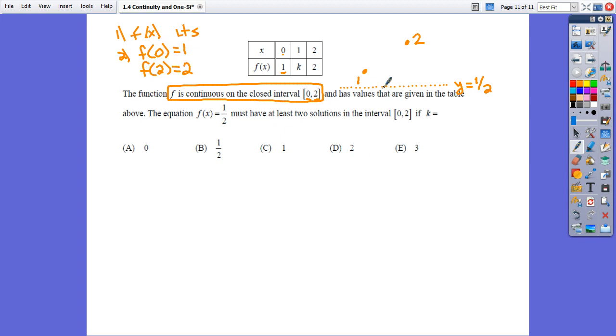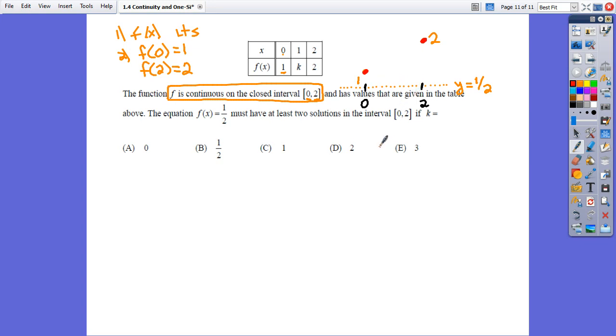Now what that means is we have to touch this road at least twice in the interval from 0, which is what our f of 0 is, and then 2, which is what our value of 2 is. At 2, we get 2. So what they're saying here is which of the following values will guarantee me that if I start here and I end here, that I'm going to cross this twice.